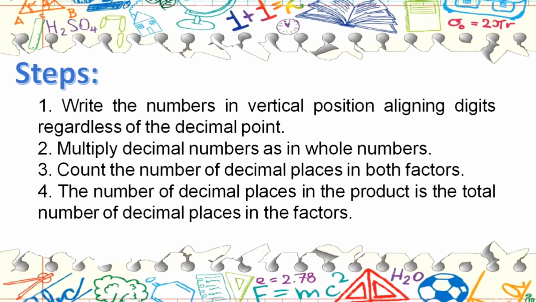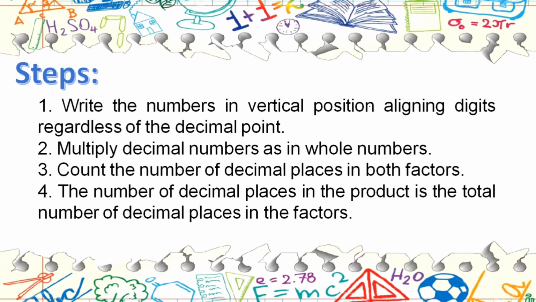Sa step number 3, count the numbers of decimal places in both factors. So, dito sa multiplication, binibilang natin bawat decimal places na meron yung ating given. And ina-add natin yon para dun sa step number 4. Ano ba yung step number 4? The number of decimal places in the product is the total number of decimal places in the factors. Kasi daw po, yung total ng number ng decimal places ng ating product o yung sagot natin sa multiplication ay yung pinagsama o pinag-add na decimal places ng mga given.